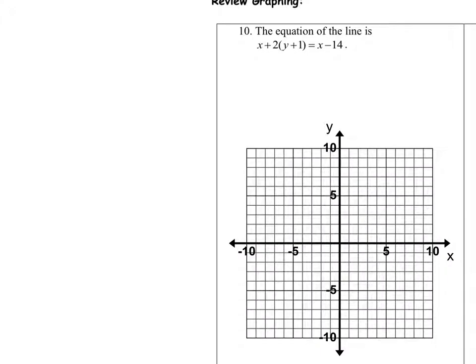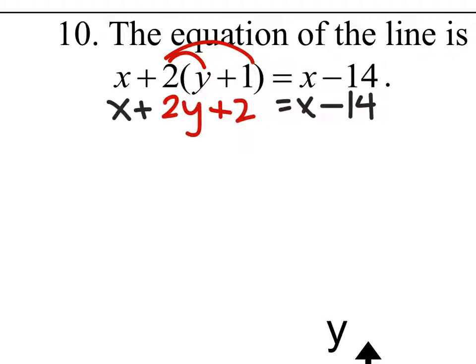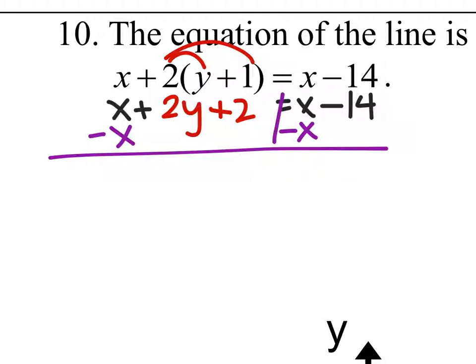Now this equation is not anywhere near slope-intercept form, but we can manipulate it so that it is. So the first thing we'll want to do is distribute that 2. Alright, so distribution of this 2 gives us a 2y plus a 2. And then, well, we got this x over here, which, let's move it to the other side so it will be more like slope-intercept form. So I got a 2y plus 2 equals, well, those x's canceled out. x minus x is 0, and we're left with negative 14.